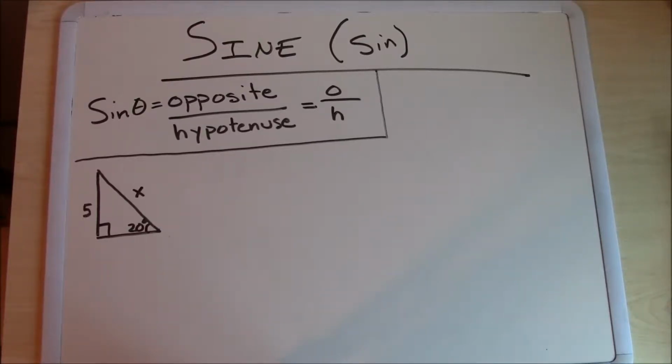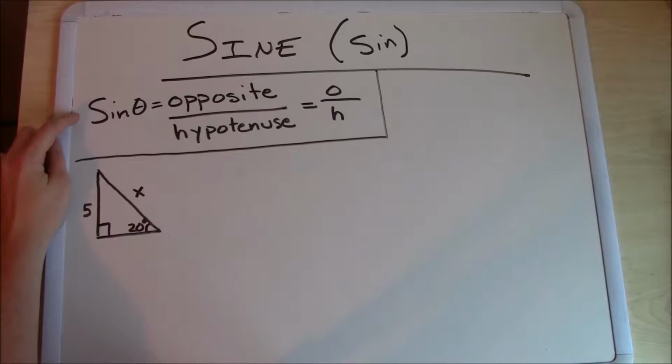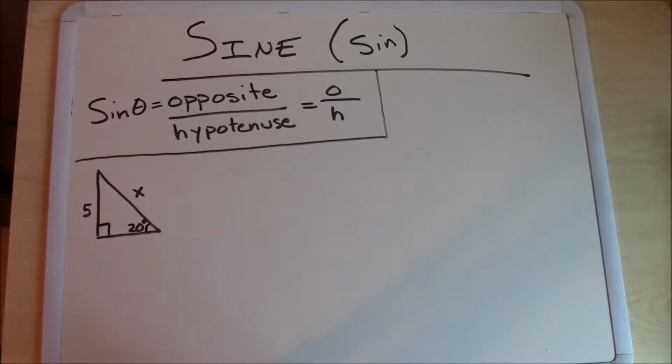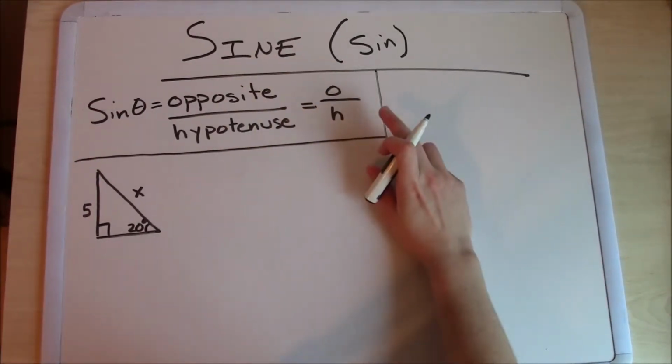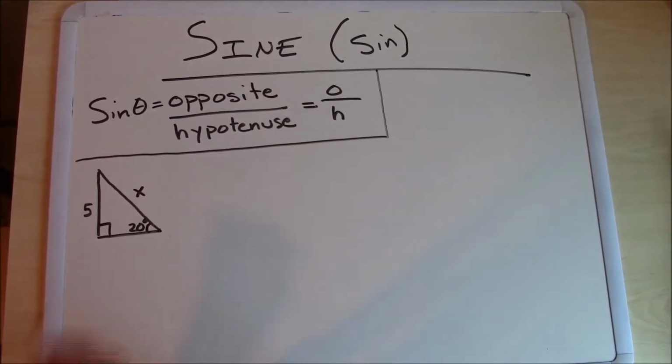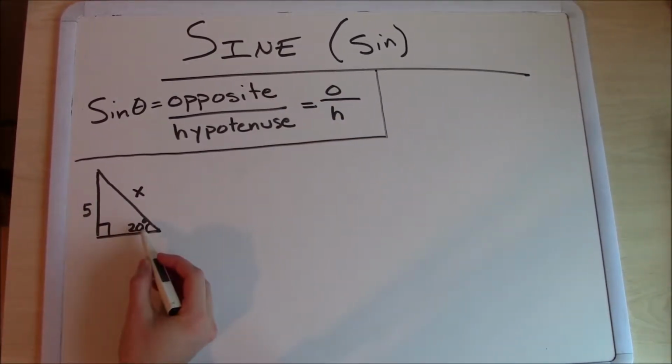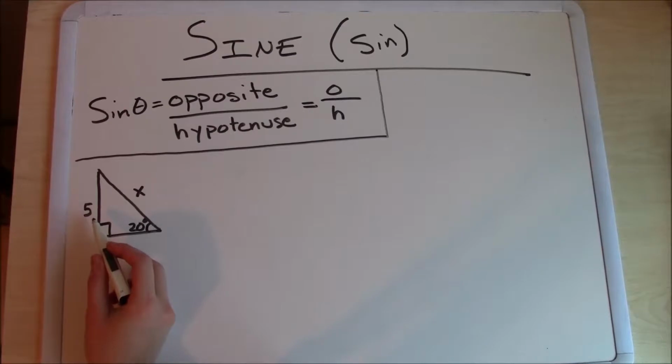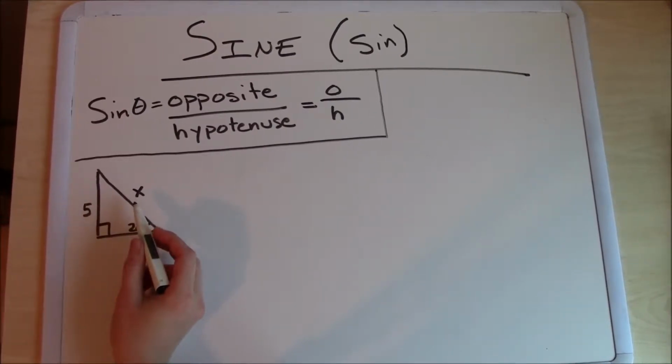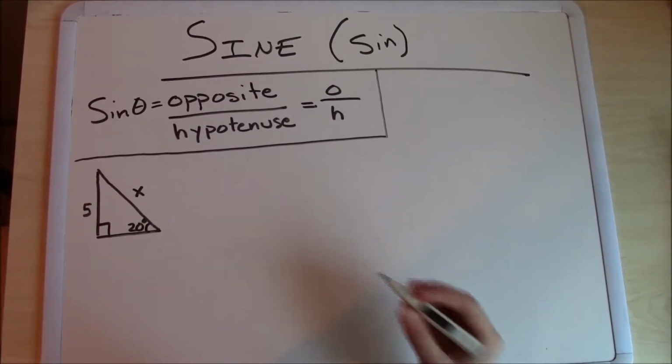Sine. So to find sine, we have our equation for sine theta here, which is opposite over hypotenuse, or O over H. So here's our problem. 20 degrees, opposite is 5, hypotenuse is x. So how do we set this up?